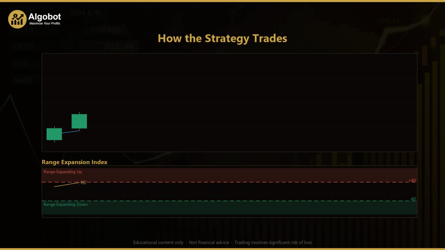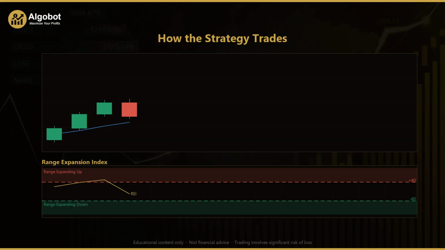Let's bring this to life on the chart. In the lower panel, you can see the range expansion index oscillator, moving between -100 and +100, with the dashed lines marking +40 and -40. On the price chart, the blue line is our 50-period trend EMA. Let's start with the long trade.